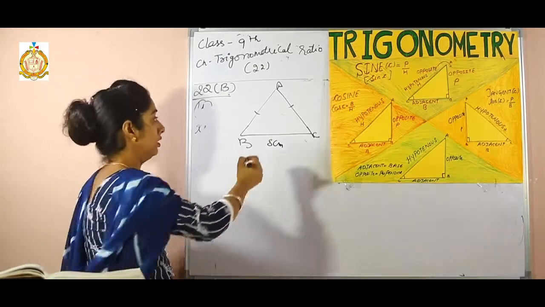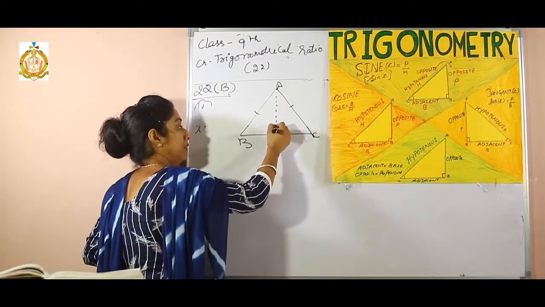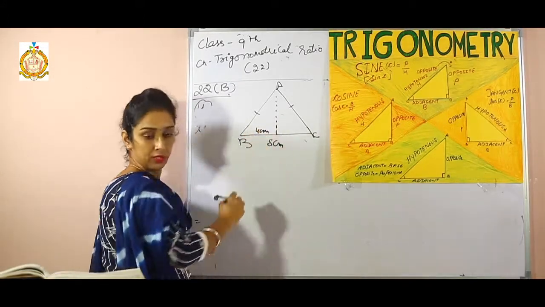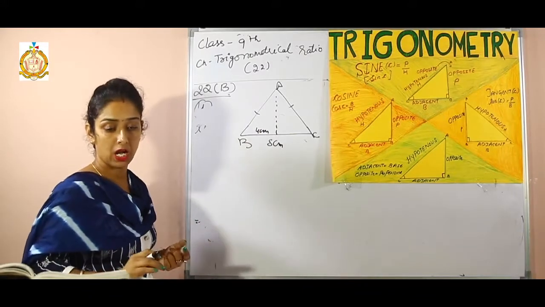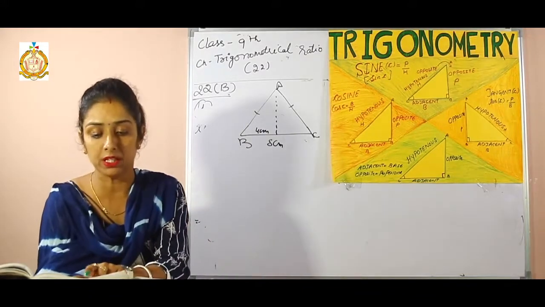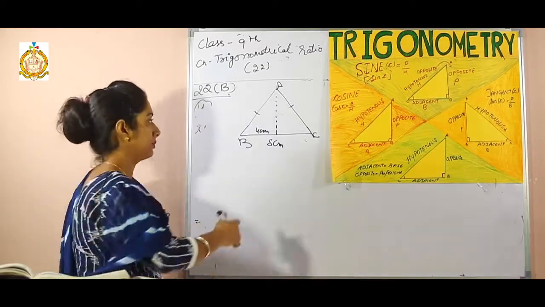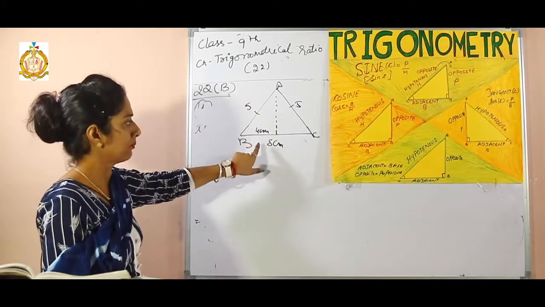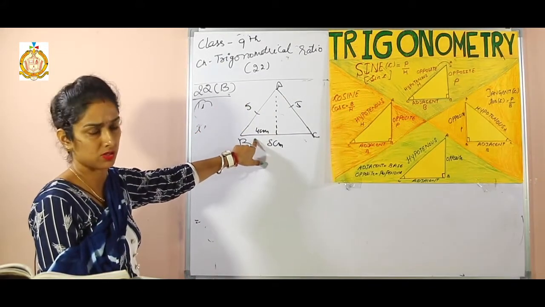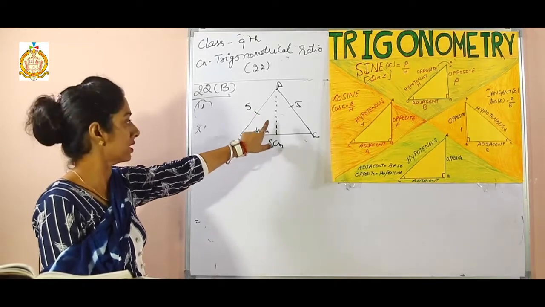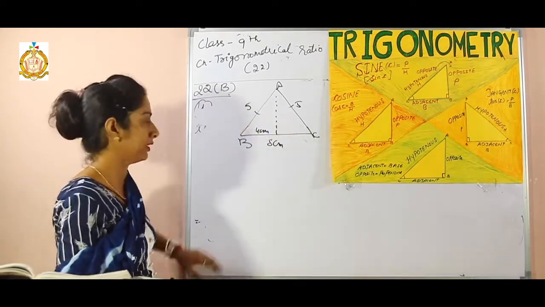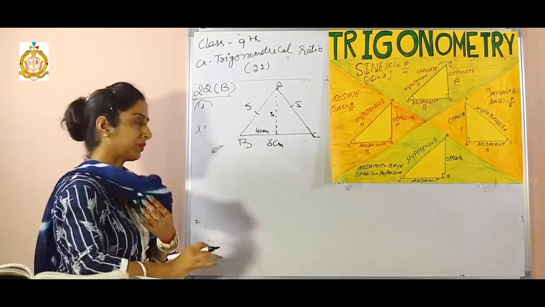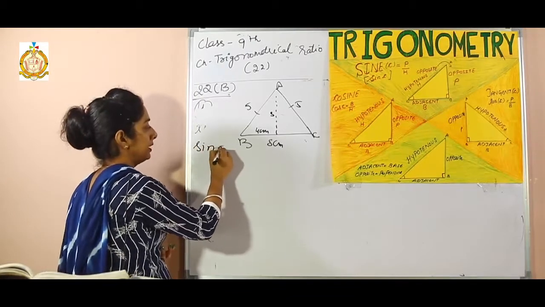Now, first of all, I will take a perpendicular, right? So this side is 4 centimeter, right? So firstly, how can we find out AB equal to AC equal to 5 centimeter. This one and this one is 5. You can easily find it. 5 square minus 4 square is equal to the perpendicular, which is 3. So this side is 3. You easily solved it. Now we have to find sine B.